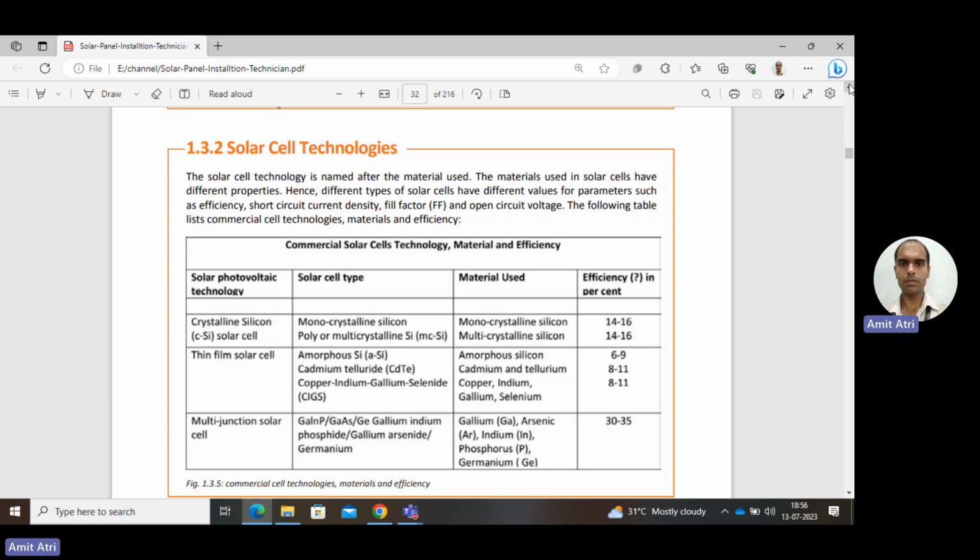Next type is multi-junction solar cell. It consists of gallium, arsenic, indium, phosphorus, and germanium, and the efficiency is 30 to 35%.